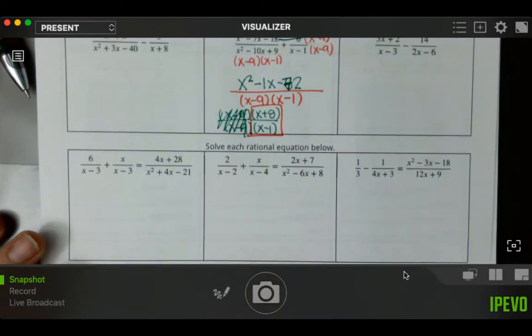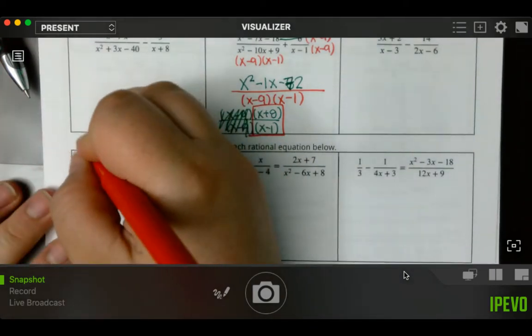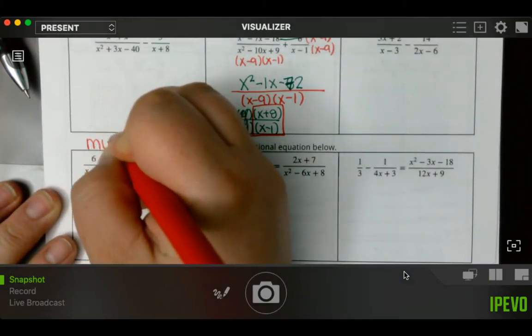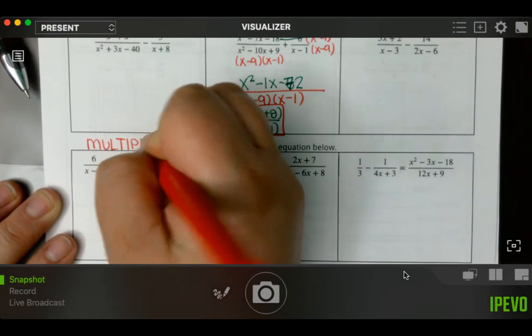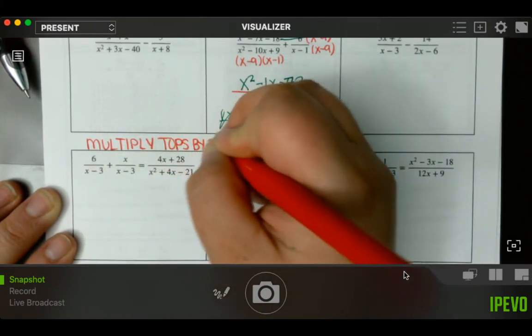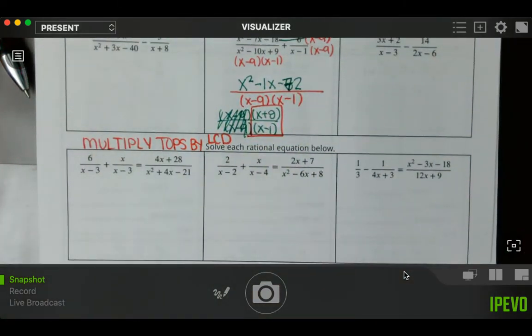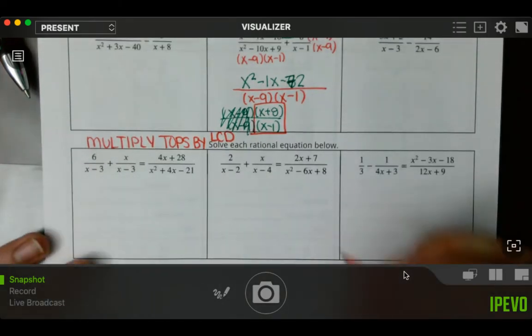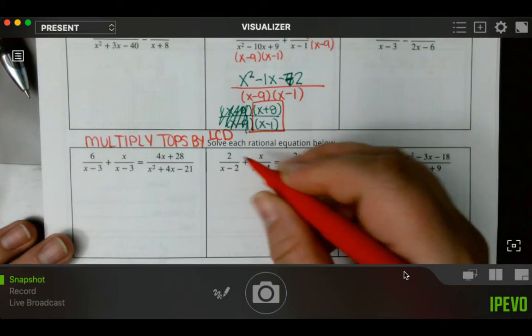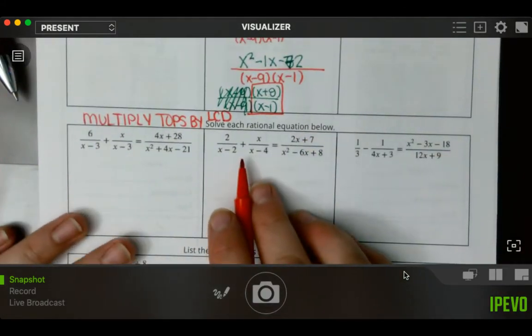A very, very, very similar idea happens with these rational equations. You are going to multiply just the top parts by the LCD. Let's see, which one do I want to pick? Let's go with the middle one again. So in order to see my LCD, like I did up here, you have to factor the denominators.